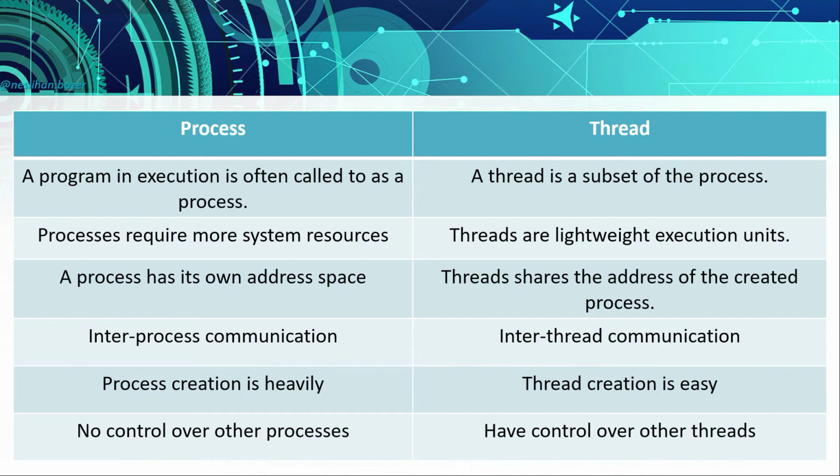As a second difference, processes require more system resources, whereas threads are lightweight execution units. Threads have less overhead compared to a process in terms of metadata, context switch, and CPU and memory requirements. A process has its own address space, whereas a thread shares the address space of the created process.